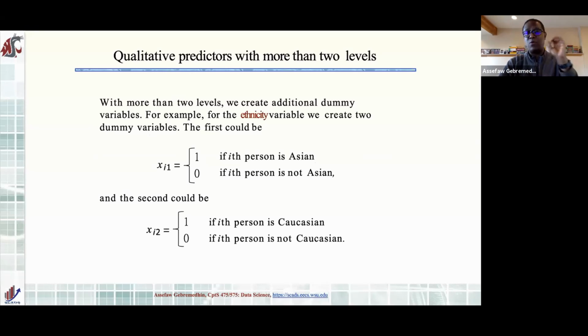If you have a categorical variable that has more than 2 levels, like male and female in the previous case, what if you had 3, 4, 5 categories? Well, you do the same thing. You take a pair at a time, and you will introduce multiple dummy variables. Ethnicity was one of the variables in this particular example, and there were 3 categories: Asian, Caucasian, and African American, I think is what the data set would show.